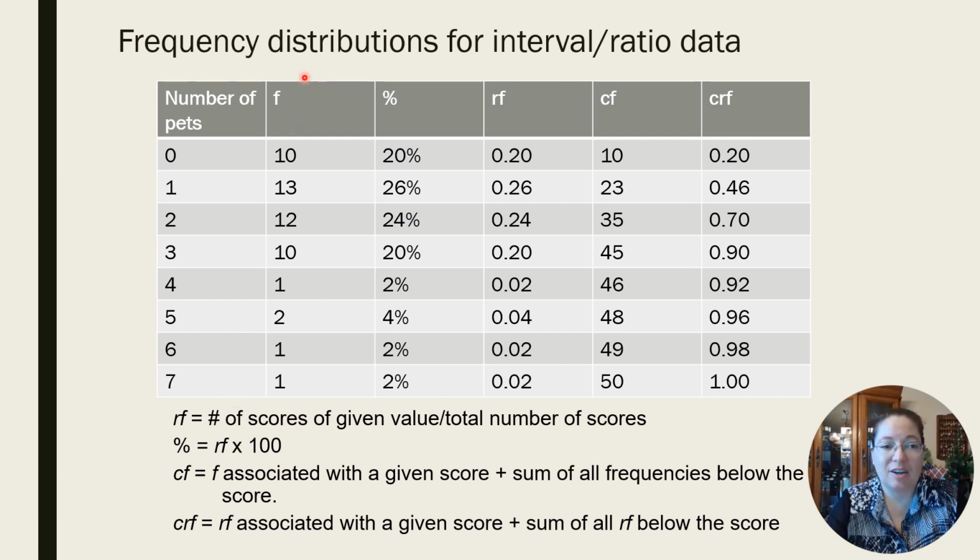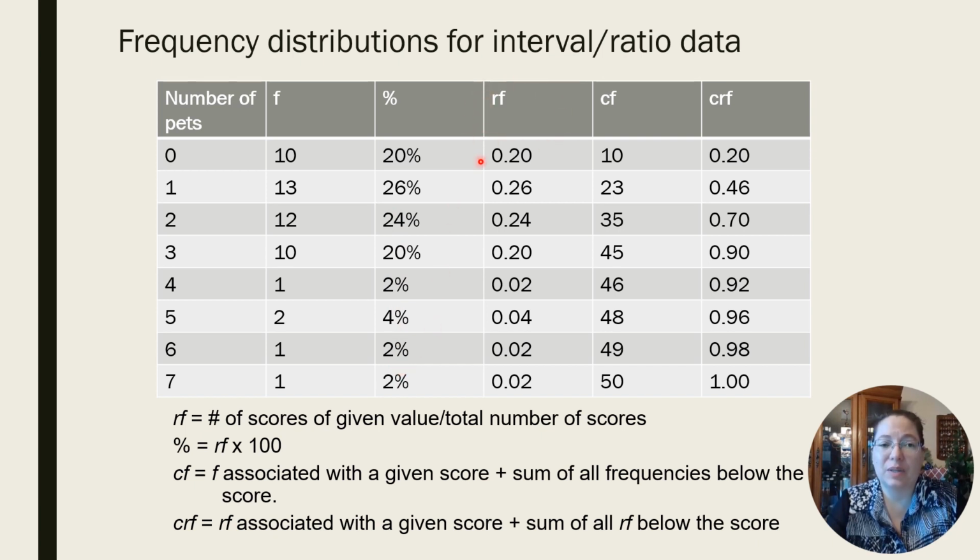And then the second column, labeled by the F, that's the frequency count. So this is what's known as the absolute frequency, or exactly how many people provided this response. So 10 people have 0 pets, 13 people have just 1 pet, and 12 people have 2, etc. Next, we've got the percentages. So because there are 50 people in our group, this 10 is equal to 20%. So 20% of our sample has 0 pets, etc.